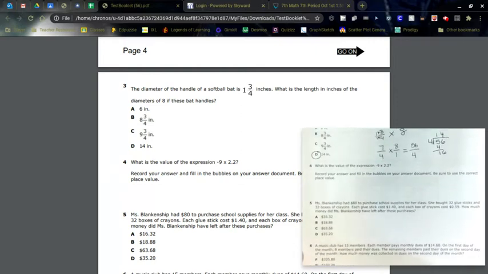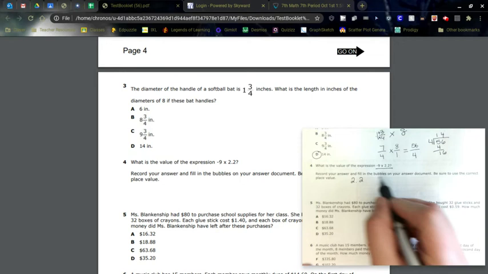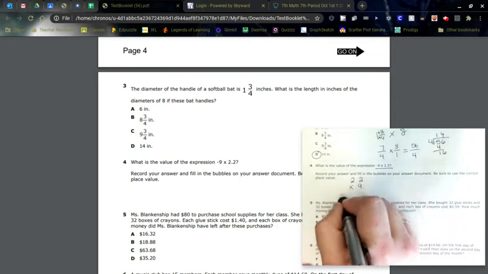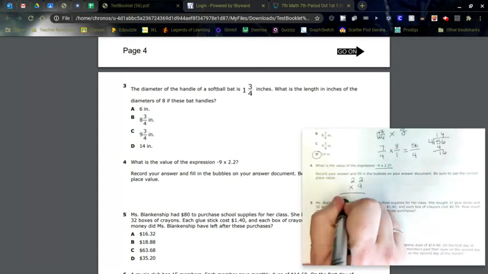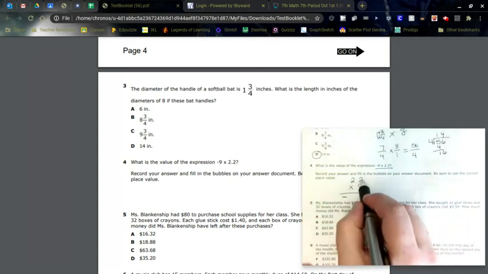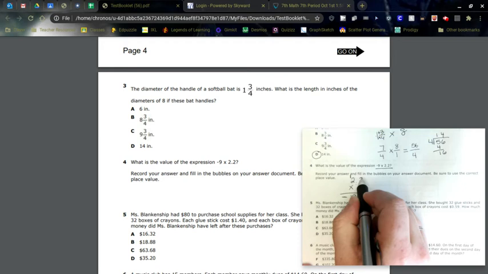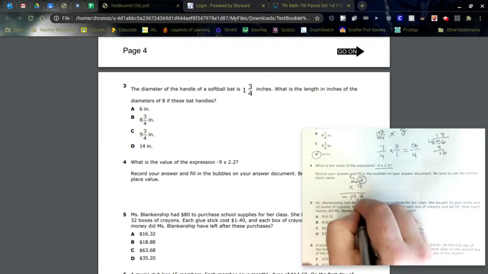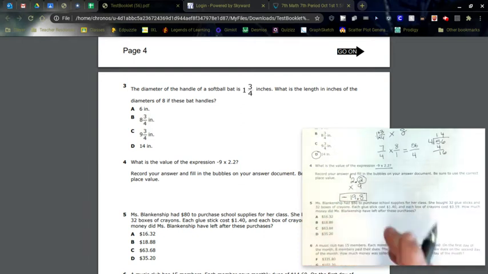What is the value of the expression negative 9 times 2.2? So all we're doing is we're going to multiply here. 2.2 times 9. And if we look, 1 negative and 1 positive, which means my answer is going to be negative. Okay, 9 times 2 is 18. Drop the 8, carry the 1. 9 times 2 is 18 plus 1 is 19. So we put 19. We have one number after the decimal here. Okay, so it's going to be 19.8. Negative 19.8. Don't forget that negative.